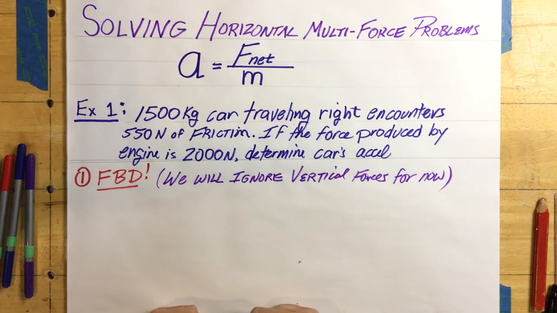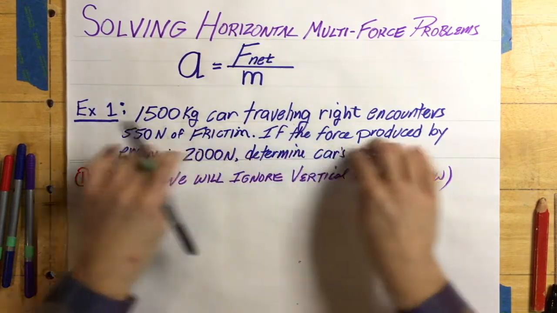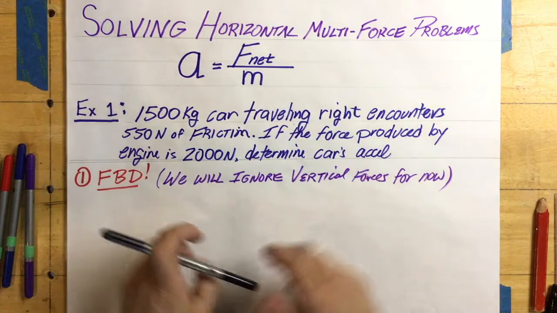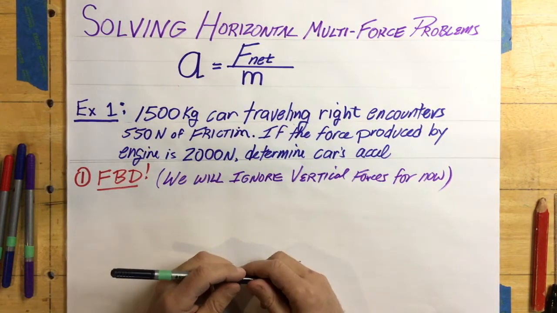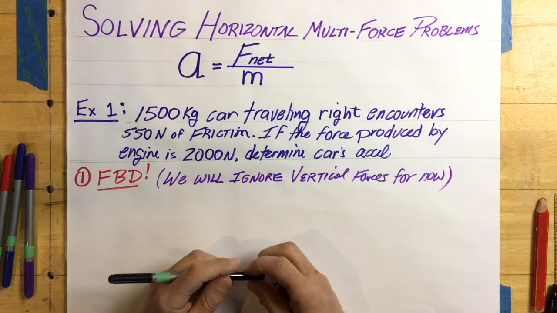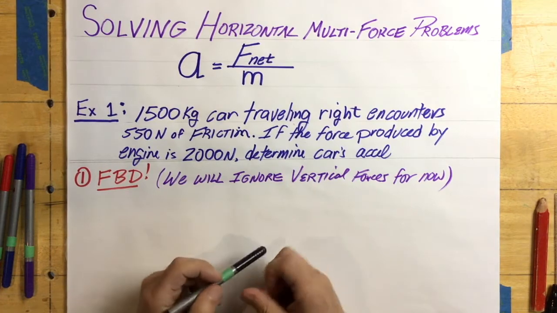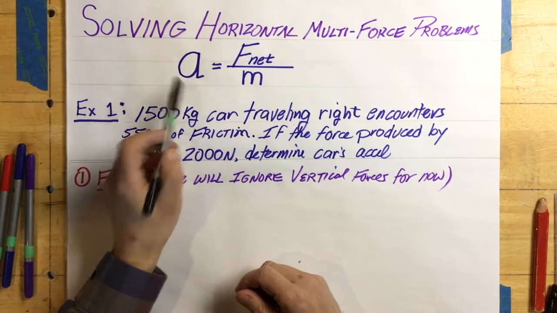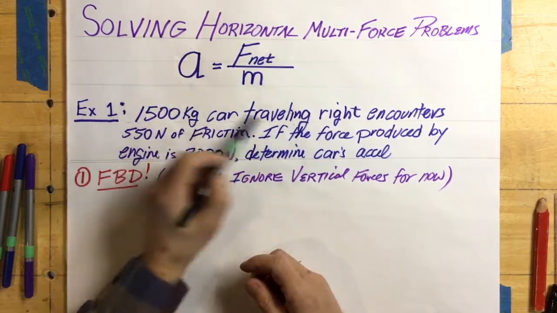Continuing in the force lecture series, I'd like to look at how to solve horizontal multi-force problems. We'll deal with vertical multi-force in a separate video. So for this one, I just want to concentrate on forces acting in either positive or negative directions on the x-axis. The only equation we're using is Newton's second law in this version.